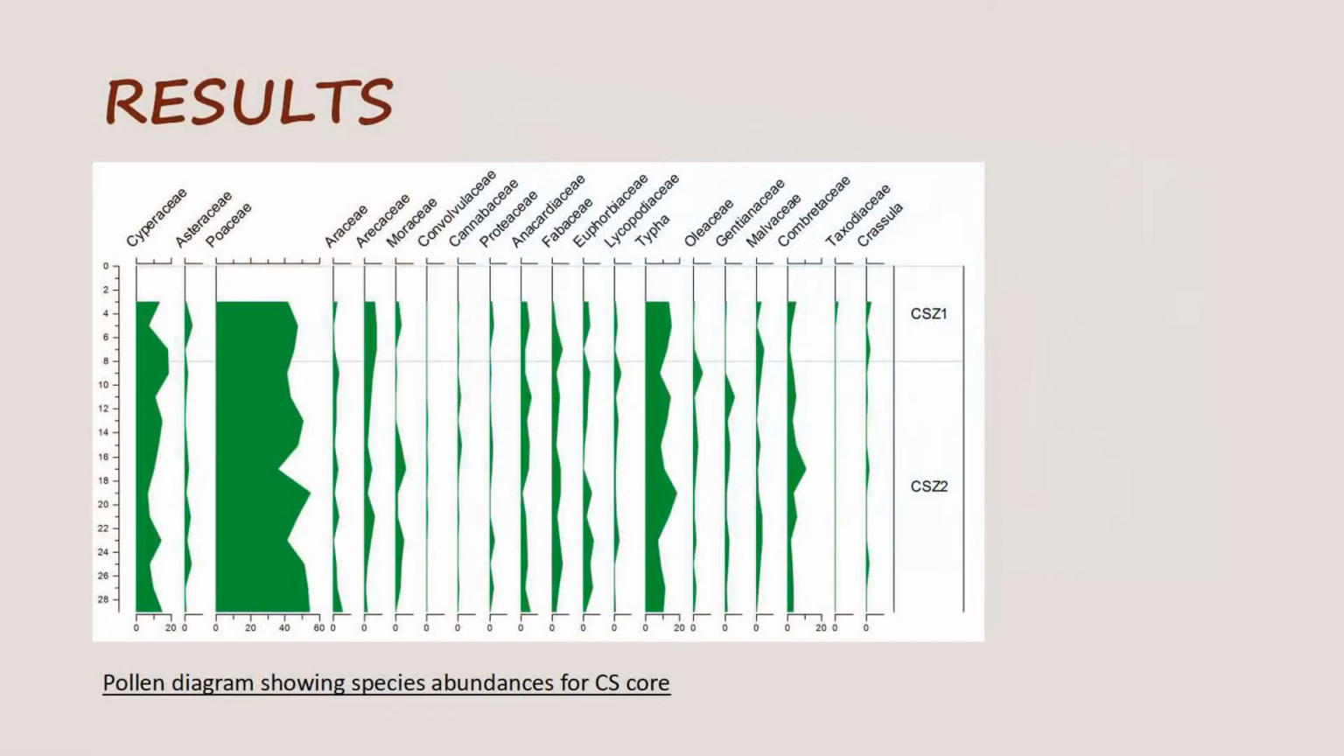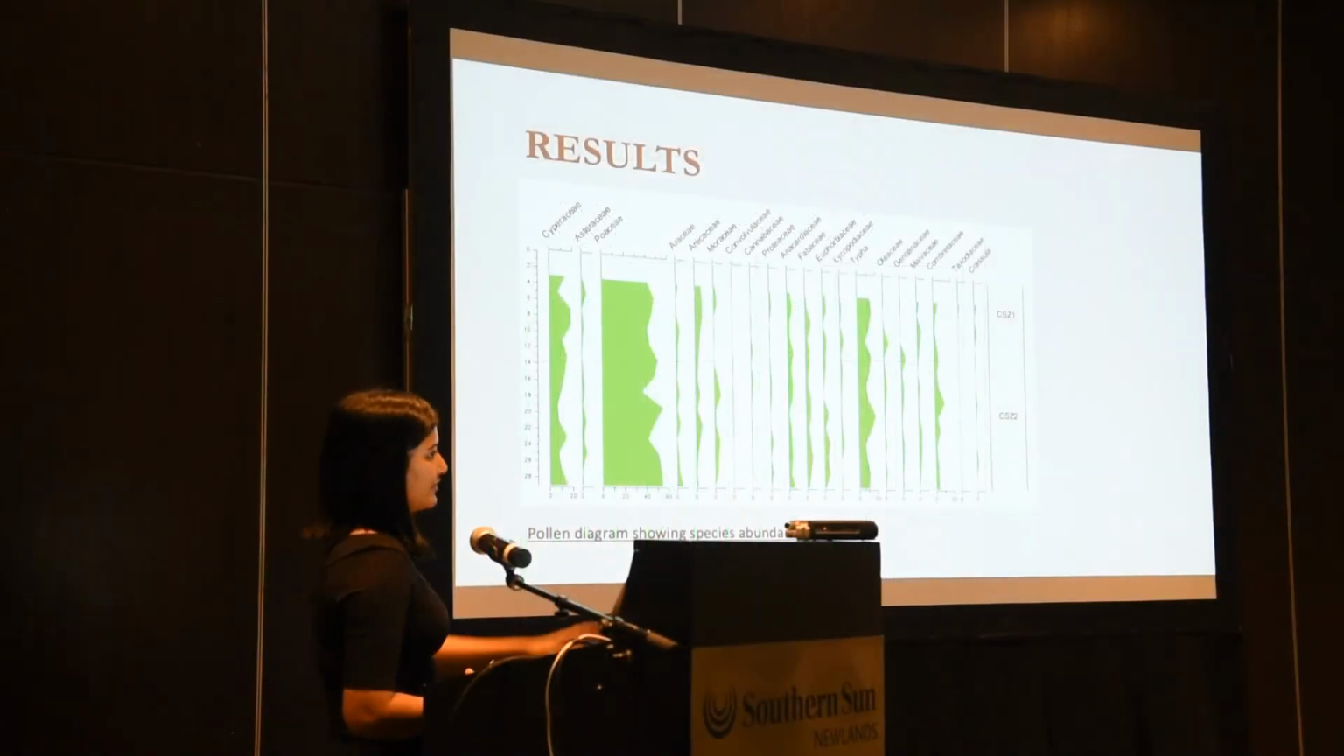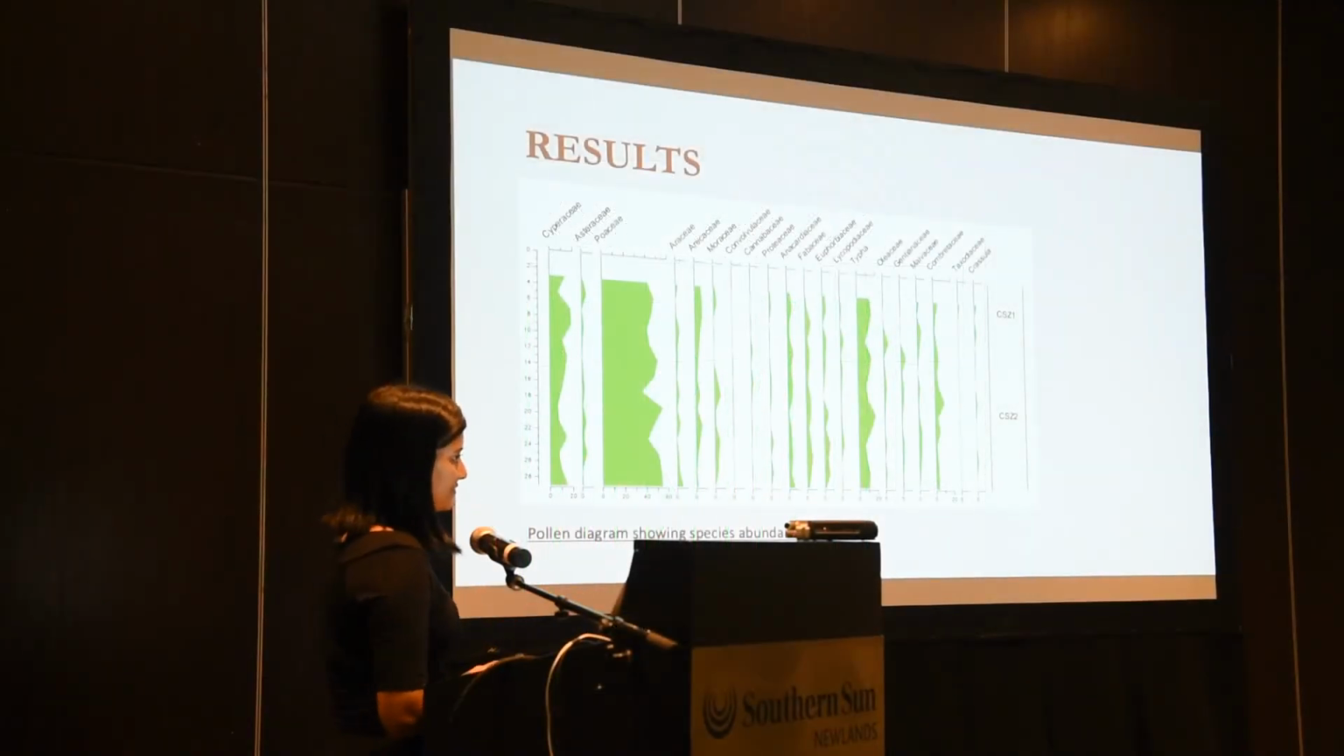This is a pollen diagram for the CS core, and here you can see Poaceae is the most abundant, which is common of wetland environments. So going back 3,000 years ago, you still had that wetland environment.